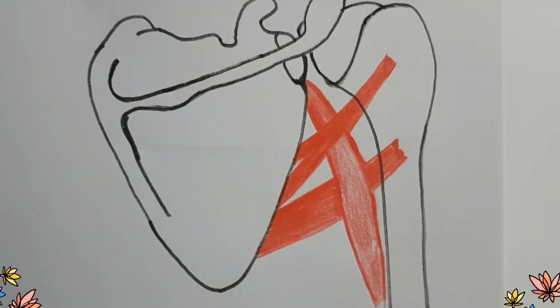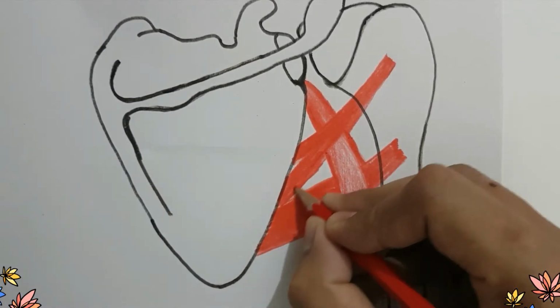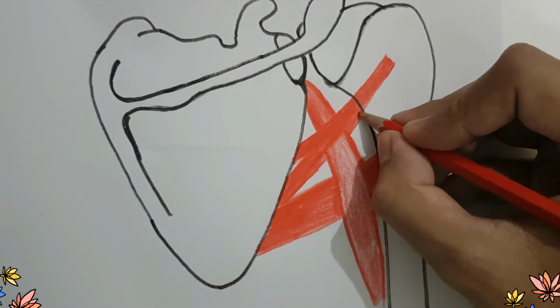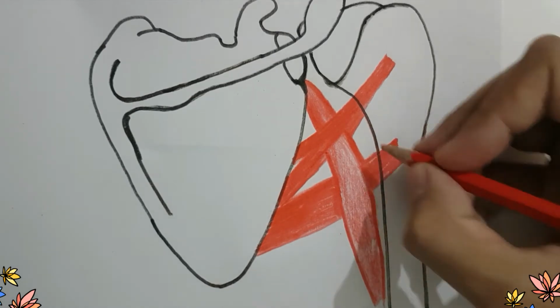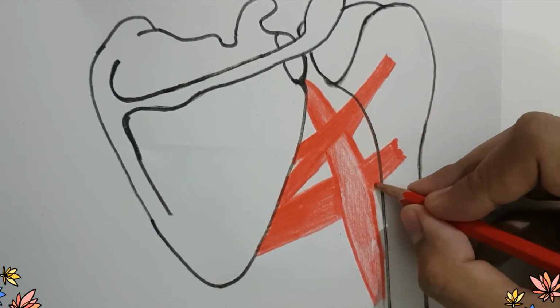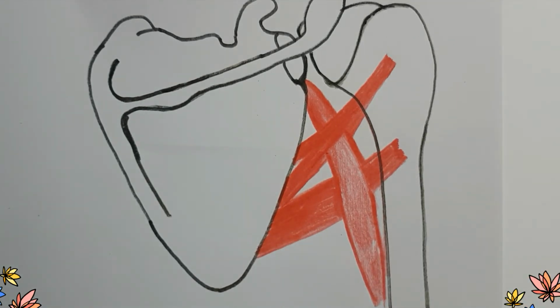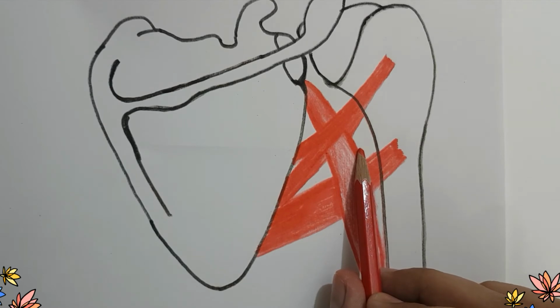So let's enumerate the two triangular spaces, that is the upper triangular and lower triangular space, and one quadrangular space. This right here, making a triangle, is the upper triangular space. This one, in quadrangular shape, is the quadrangular space. This right here, the small one, is the lower triangular space. So let's discuss all three, that is the upper triangular space, lower triangular space, and the quadrangular space, keeping in mind their boundaries.